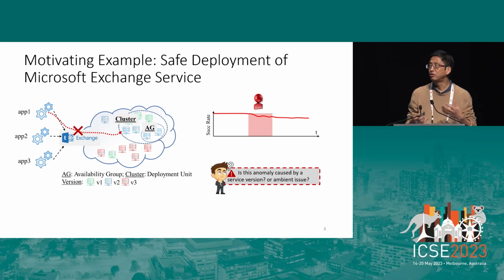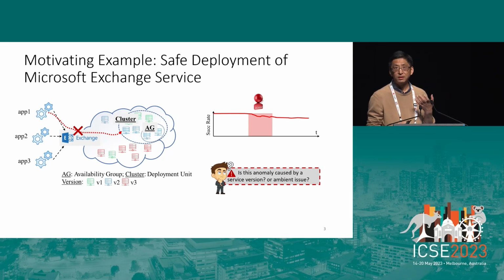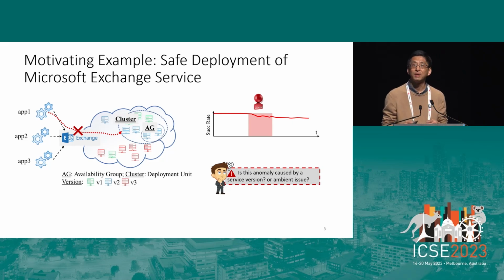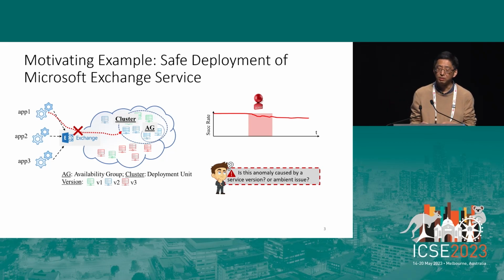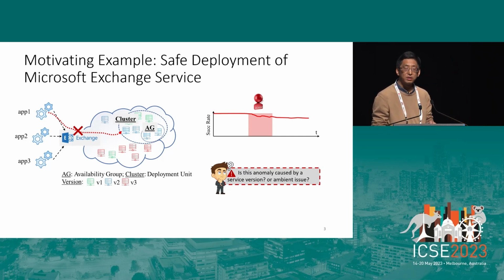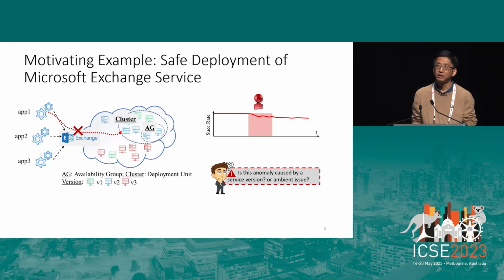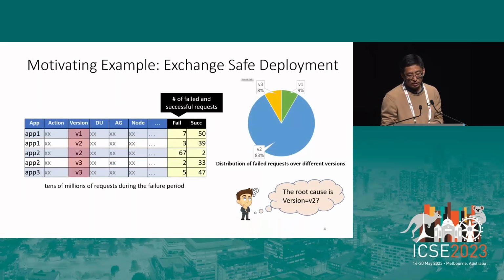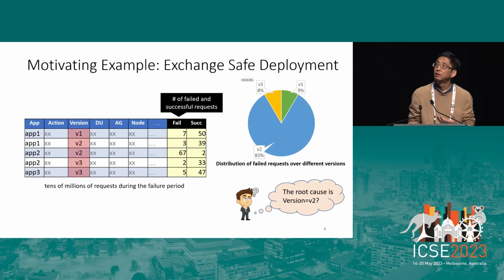Then if we deploy a new version and an incident happens, we don't know whether this incident is caused by bugs in the new version, or by some transient, temporary problems like an unstable network or user errors and so on. So we try to find out whether this problem is actually caused by the version we deployed or by some transient problems.